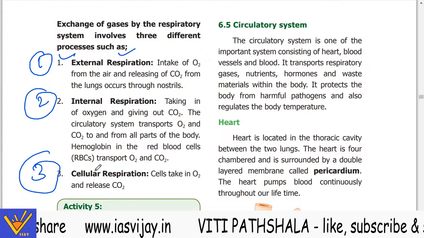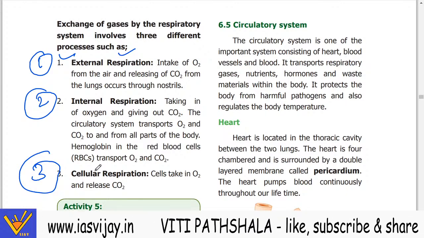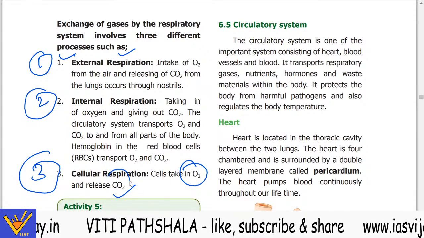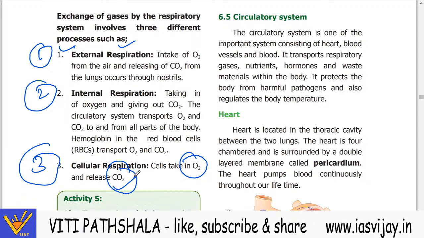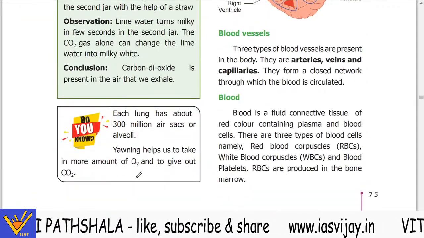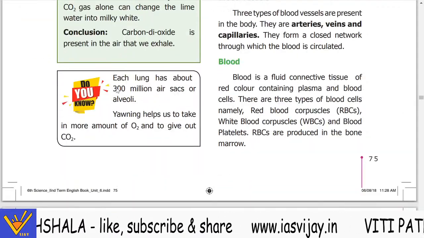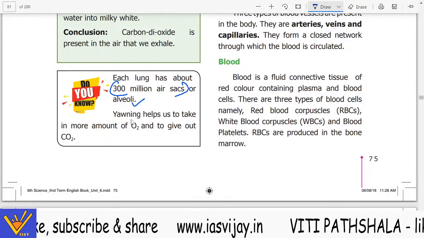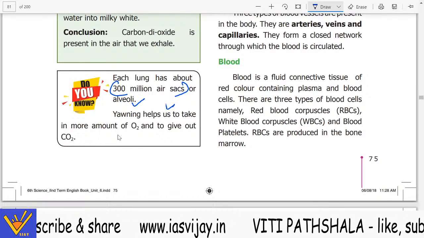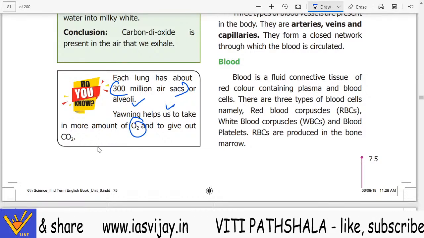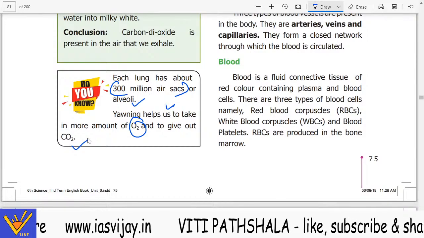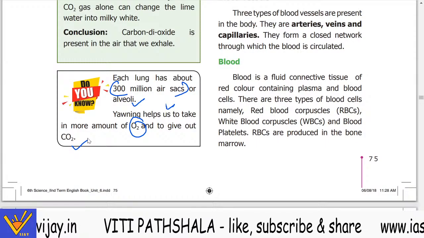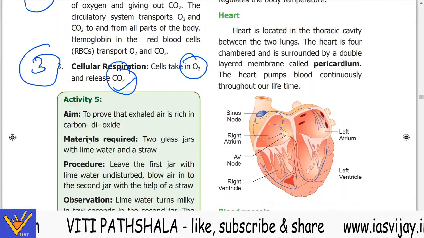Now cellular respiration, cells take in the oxygen O2 and they release the carbon dioxide, और वो carbon dioxide O2 लेते हैं, carbon dioxide छोड़ देते हैं. Now do you know each lung has about 300 million air sacs होते हैं, और we call them the alveoli. Yawning helps us to take in more amount of the oxygen and to give out the carbon dioxide. Whenever we yawn, we are taking more oxygen and we are releasing the carbon dioxide outside.